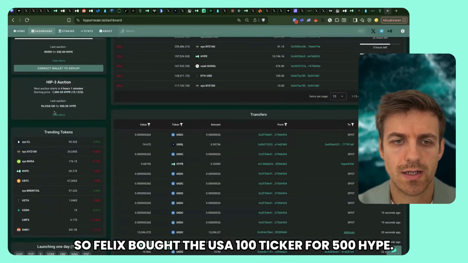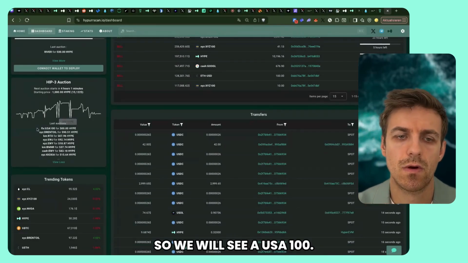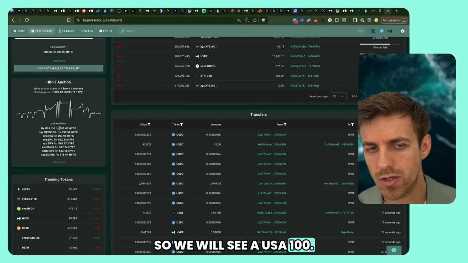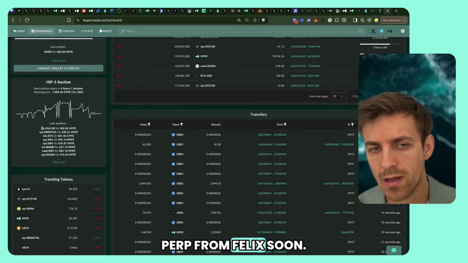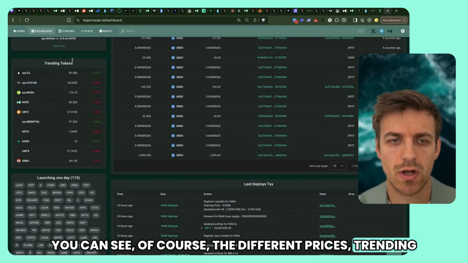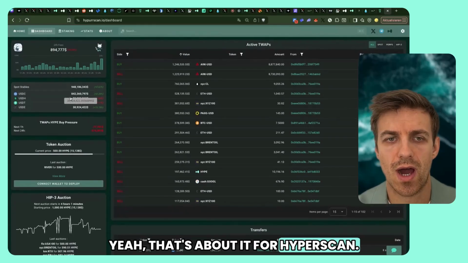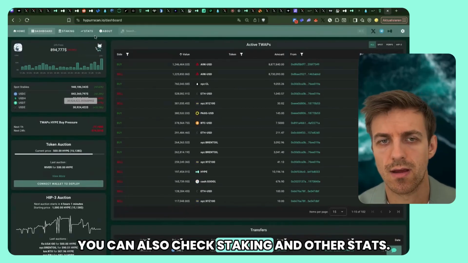So Felix bought the USA 100 ticker for 500 Hype. So we will see a USA 100 perp from Felix soon. You can see, of course, the different prices, trading tokens. And yeah, that's about it for HyperScan. You can also check staking and other stats.